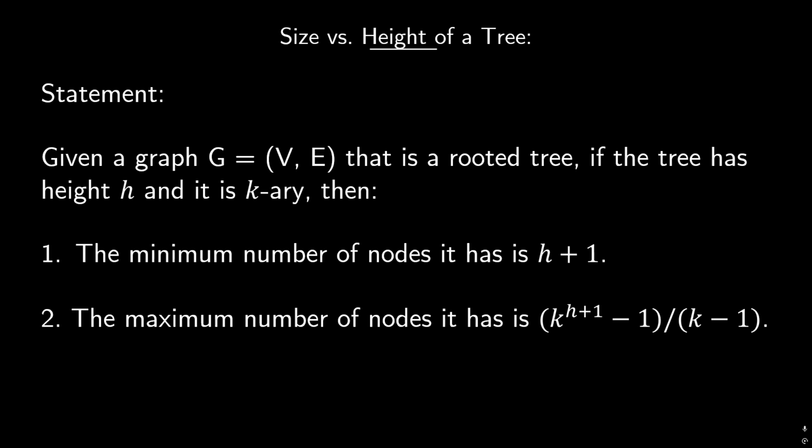Okay, so we claim that given a graph G, again, a rooted tree, because we need the notion of a height. For you to have a notion of a height, the tree must be rooted. If the tree has height h and it is k-ary, in other words, it has k children, then the minimum number of nodes it has is h plus 1. The maximum number of nodes it has is k to the power of h plus 1 minus 1 divided by k minus 1.